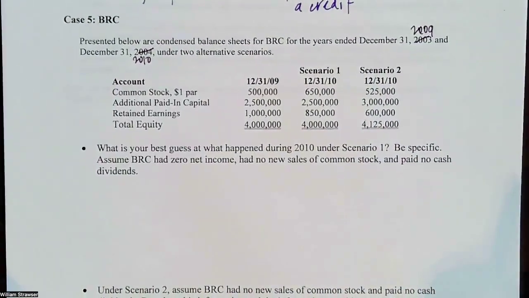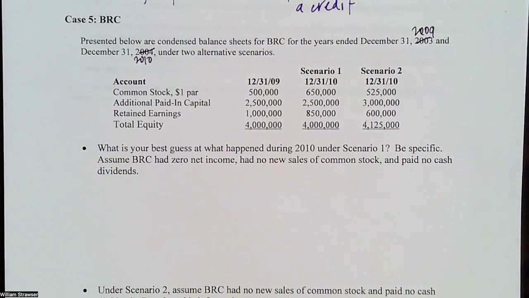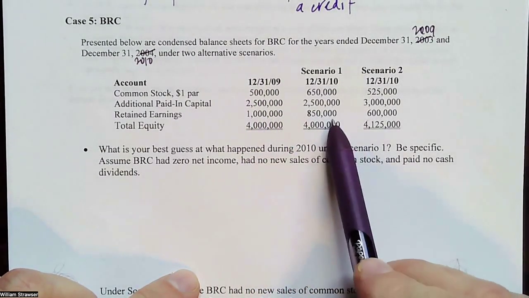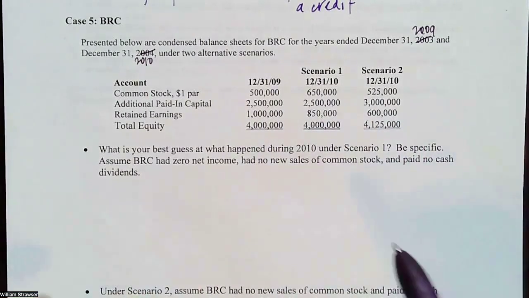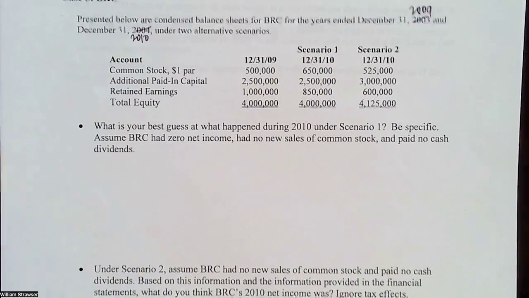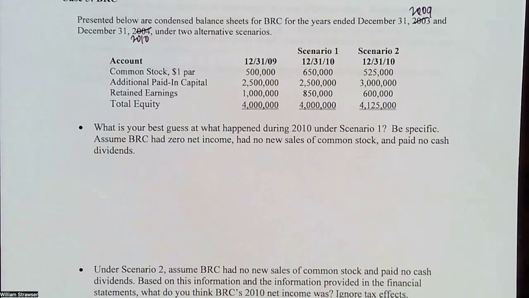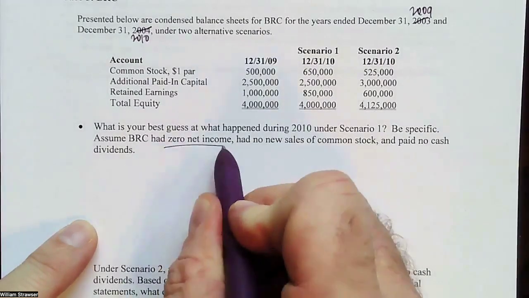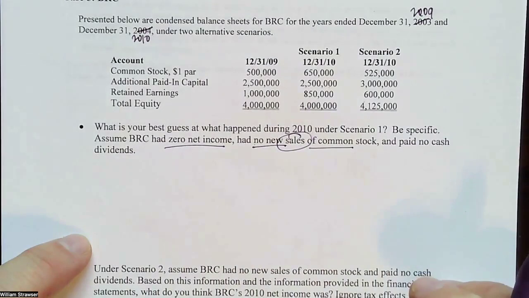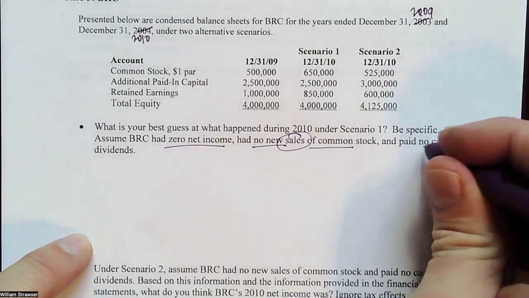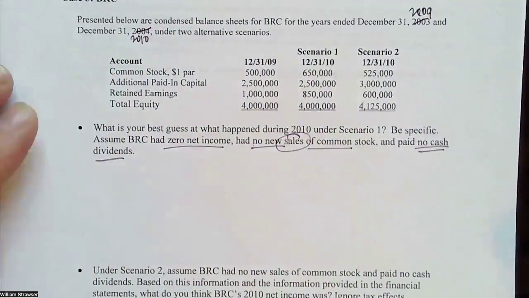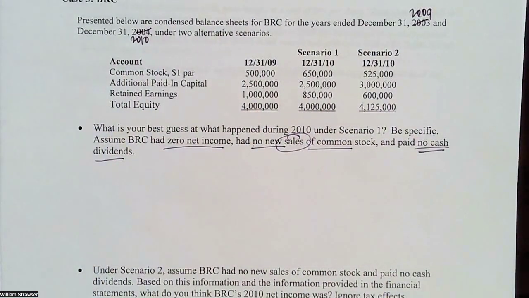What we're trying to reflect on in this problem is how to go from 12/31/09 to one of these scenarios. So the first one we're going to look at is scenario one. And it's just asking us, well, what happened, right? It gives us a few ground rules. It had zero net income, no new sales of common stock, and paid no cash dividends. So, what is this referencing us to? What is it pointing us to?